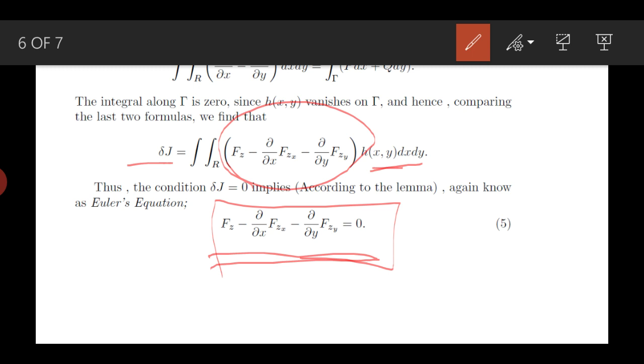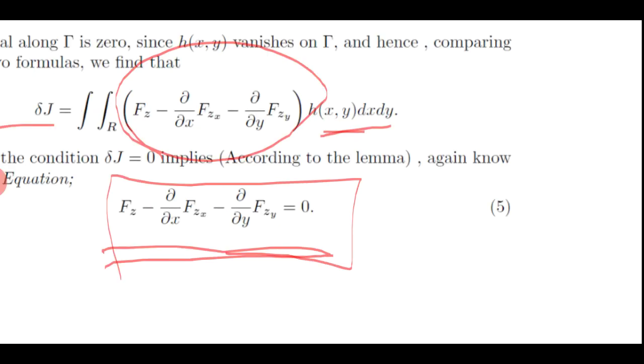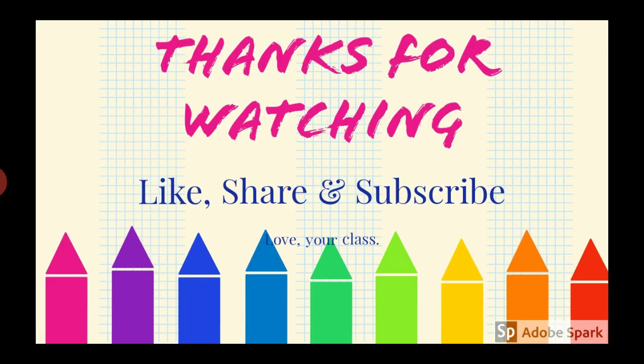So that was all for today's lesson. What we learned is how to derive the Euler-Lagrange equation for the two variable case, where we are finding an extremum surface that maximizes or minimizes the functional.